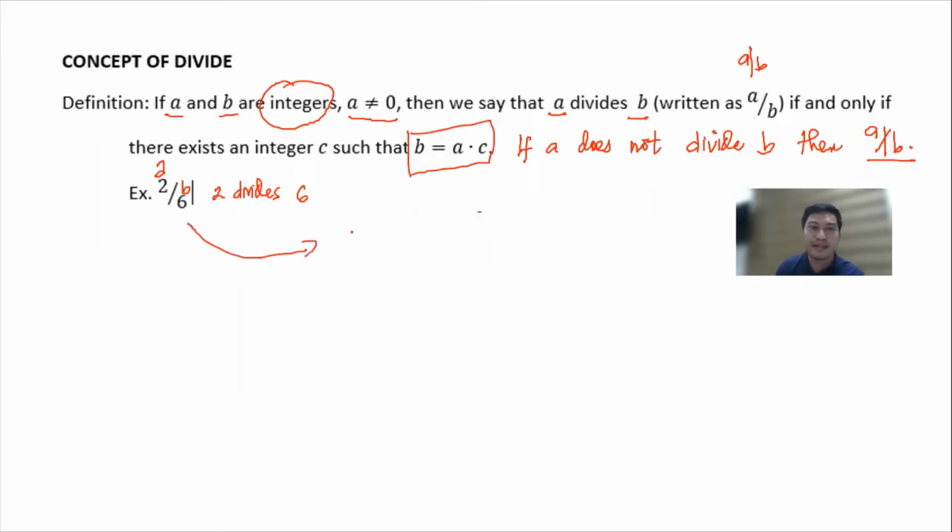So if we can write B equal to A times C, meaning our 6, if we can find a number, the A is 2, if we can find a number that we can multiply to 2 and we can get 6, then it's true. And we can get an integer 3, right? Therefore, 2 divides 6 is correct. It's true.